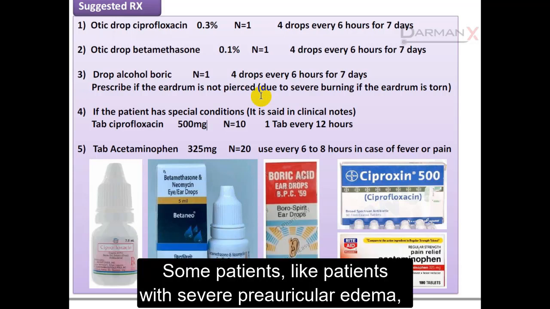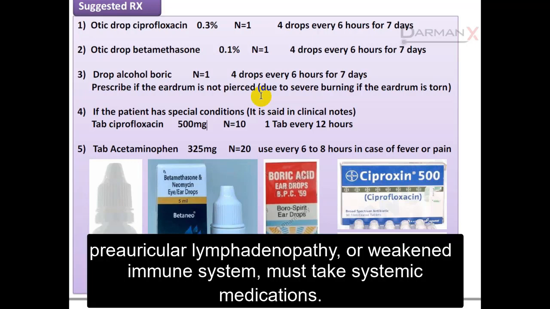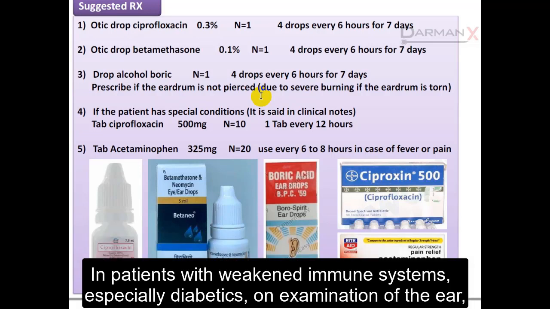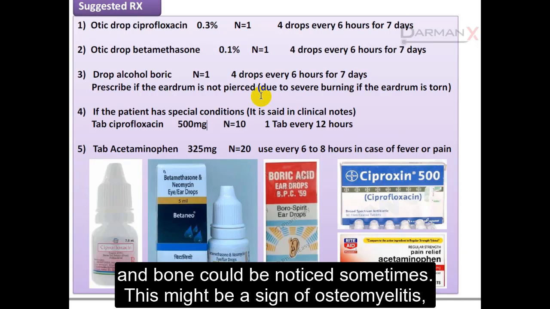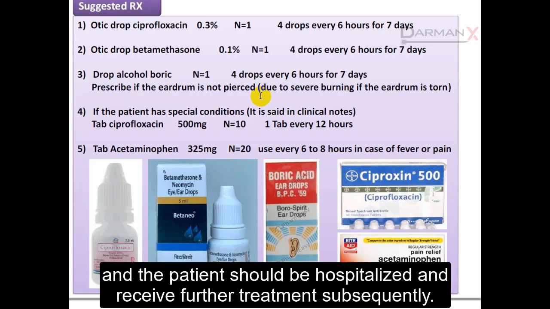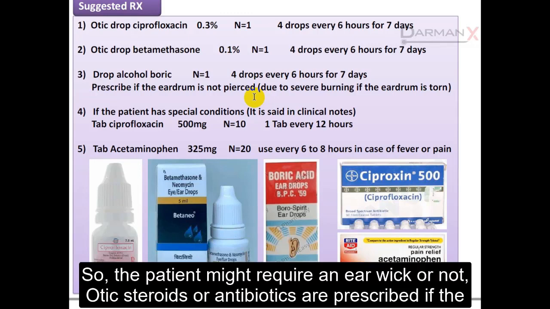Some patients, like patients with severe periauricular edema, preauricular lymphadenopathy, or weakened immune system, must take systemic medications. In patients with weakened immune systems, especially diabetics, on examination of the ear, granulation tissue in the inferior posterior part of the ear canal at the junction of cartilage and bone could be noticed sometimes. This might be a sign of osteomyelitis, and the patient should be hospitalized and receive further treatment subsequently. So, the patient might require an earwick or not.